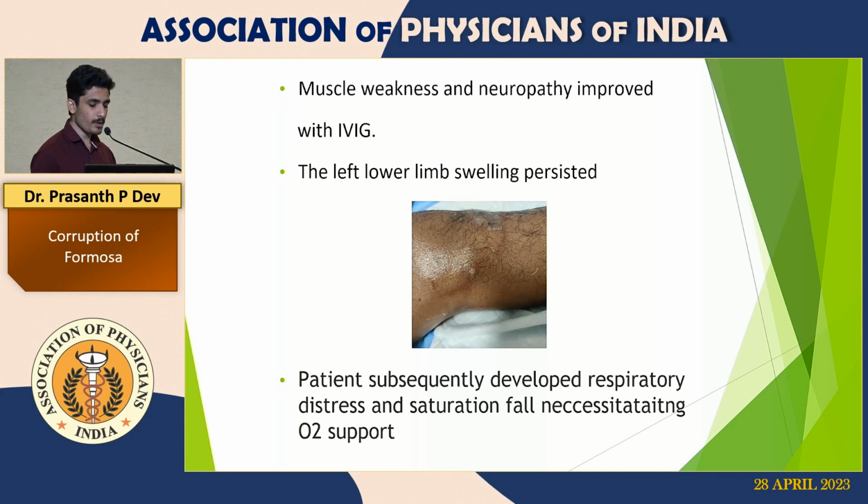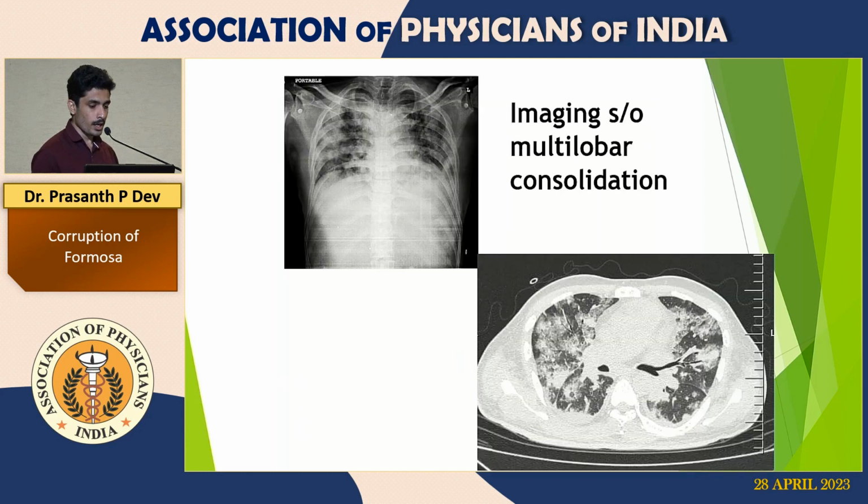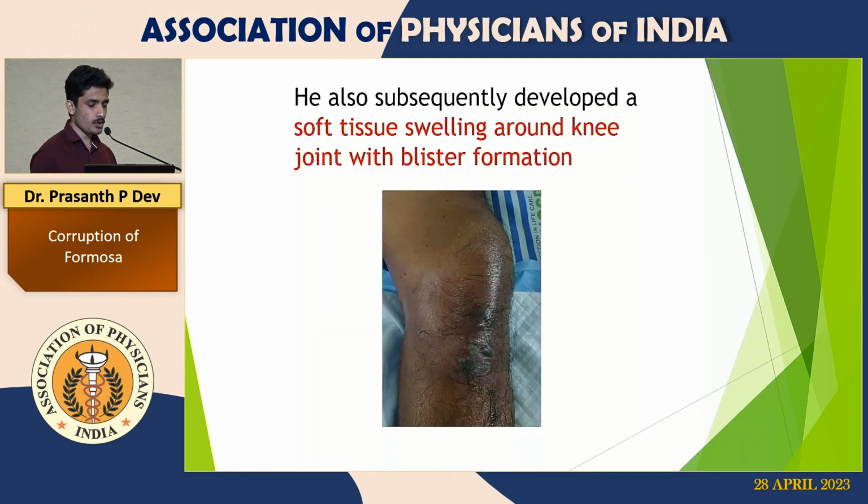He subsequently developed respiratory distress and saturation fall, necessitating oxygen support, and his imaging was repeated, which was suggestive of multilobar consolidation in this patient. He also subsequently developed a soft tissue swelling around the knee joint with blister formation.